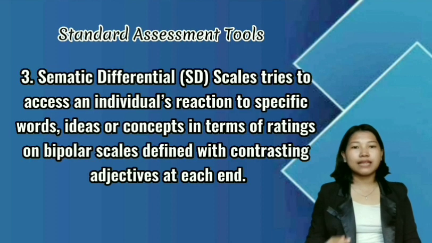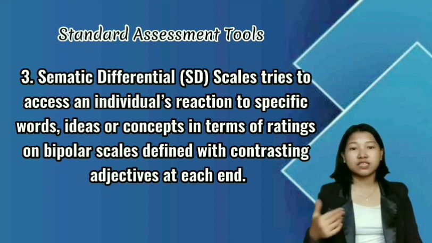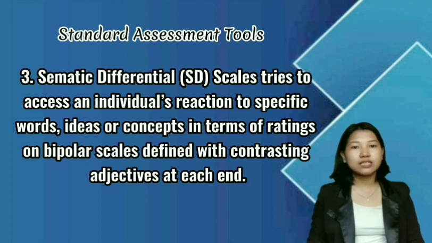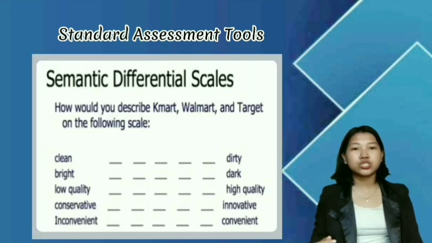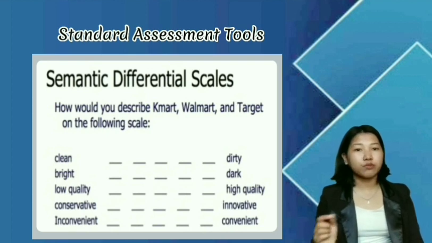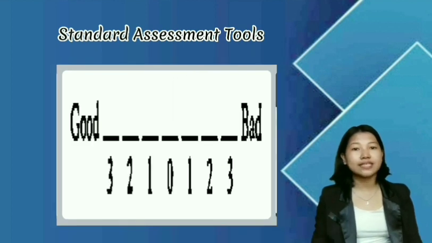Number 3 is the semantic differential or the SD scales. It tries to assess an individual's reaction to specific words, ideas, or concepts in terms of ratings on bipolar scales defined with contrasting adjectives at each end. The SD has been used as a measure in a wide variety of projects. It is reported in exploratory studies in which the SD was used to assess attitude.